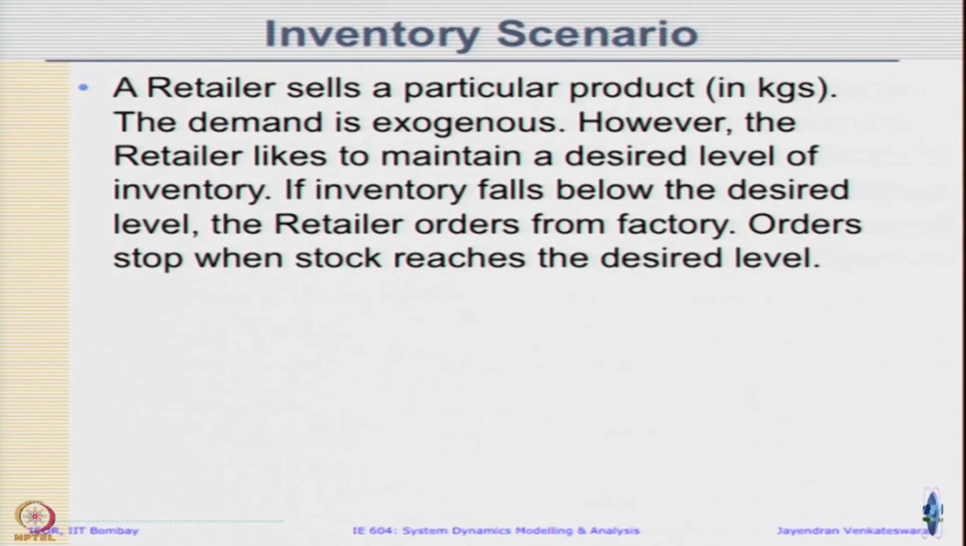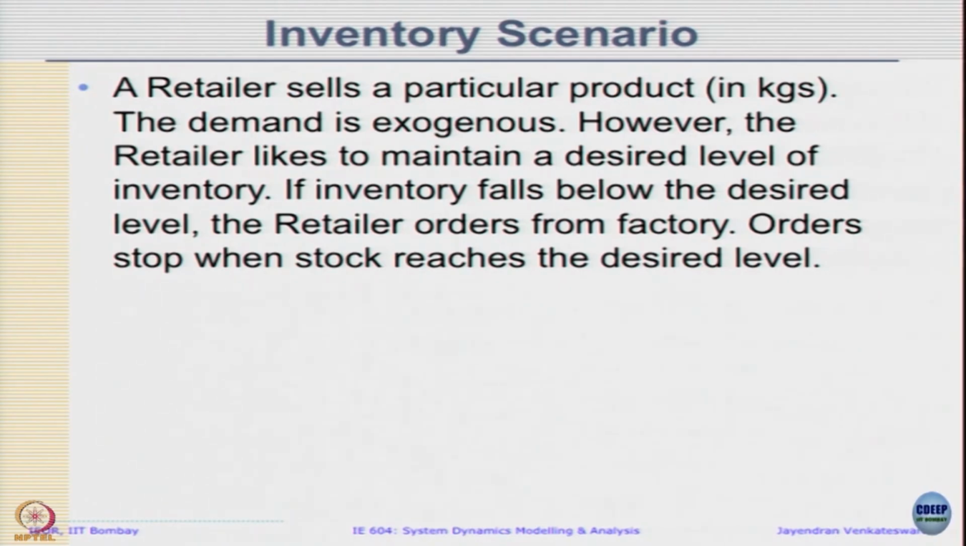So, let us start with a very basic model. Let us say a retailer sells a particular product in kgs. Let us assume demand is exogenous. The retailer likes to maintain a desired level of inventory. If inventory falls below the desired level, the retailer orders from the factory. Orders stop when stock reaches the desired level. Right? It is a very basic model.